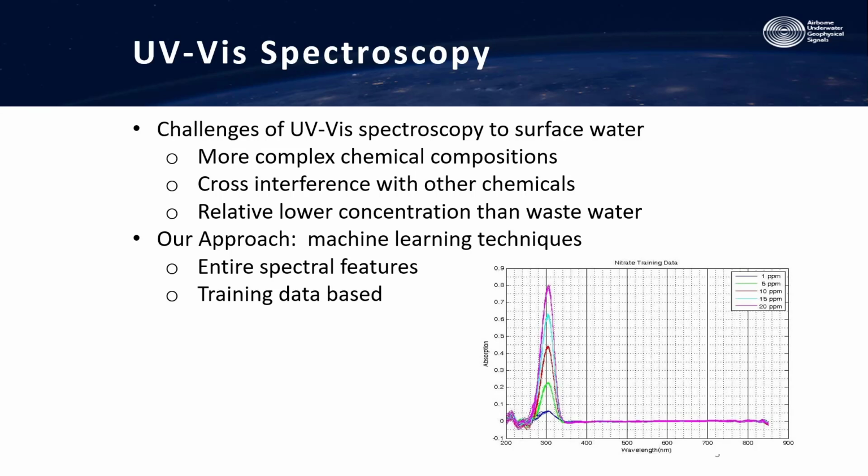To overcome these challenges, the paper develops a machine learning approach to utilize the entire spectral wavelengths for accurate estimation of low concentrations of dissolved nutrients from the surface water background. Machine learning techniques can be employed to take advantage of high-dimensional spectral wavelength features in order to estimate the contaminants in surface water.